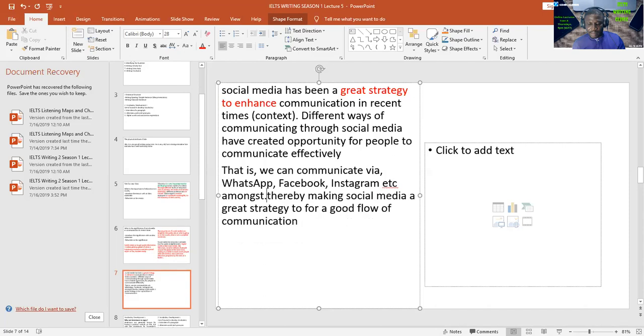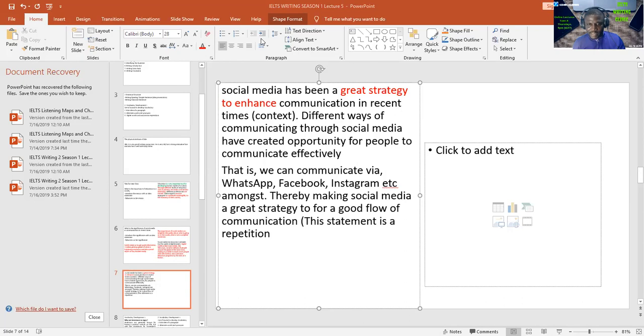You keep mentioning communication. You did not break communication down. So your statements are repetitions of themselves without an explanation. This statement is a repetition without explanation. Different ways of communicating through the social media has created opportunity for people to communicate. No, you need to break communication down. Maybe make it possible for people to interrelate, form good relationships, transact businesses. You need to lay hands on communication. That was lacking in this particular presentation. That was actually lacking.